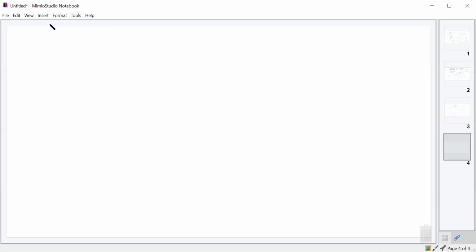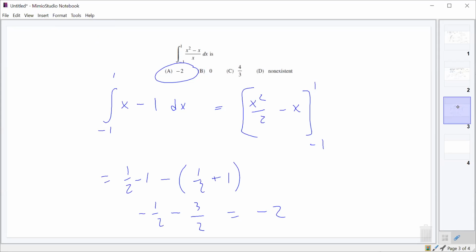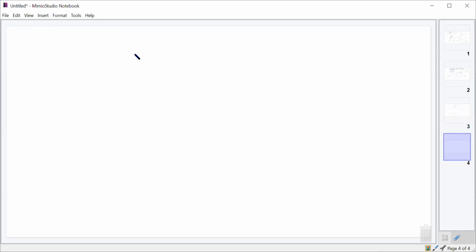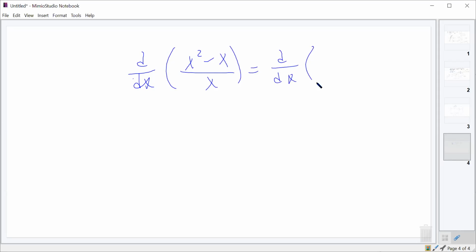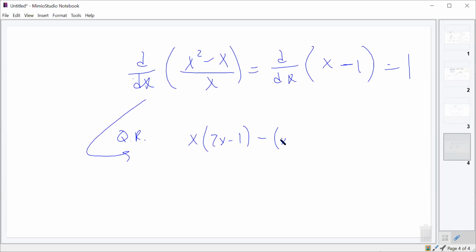Wait, so in this case, you wouldn't be able to simplify the x squared minus x over x first and then take the derivative, right? You would have to do the quotient rule? Okay, I could. If I want to take the derivative of x squared minus x over x, that's the same as the derivative of x minus 1, which is 1. I mean, if I used the quotient rule with this, I'd end up with x times the derivative of x squared minus x, 2x minus 1, minus x squared minus x times the derivative of x, all over x squared.